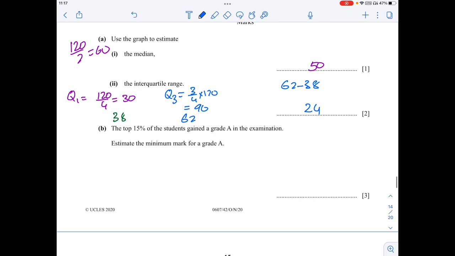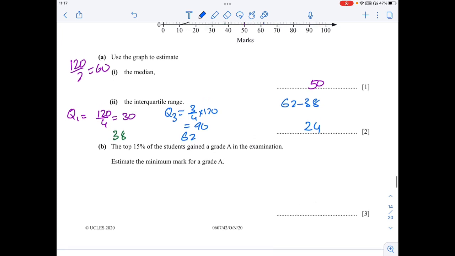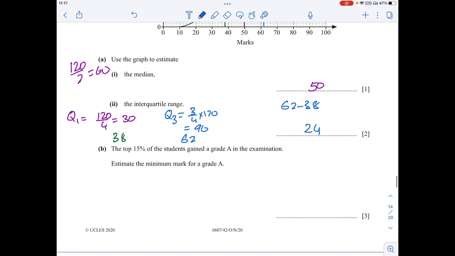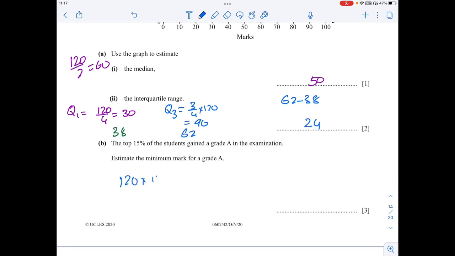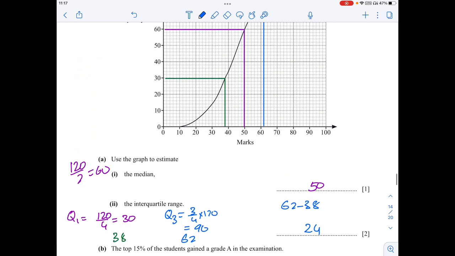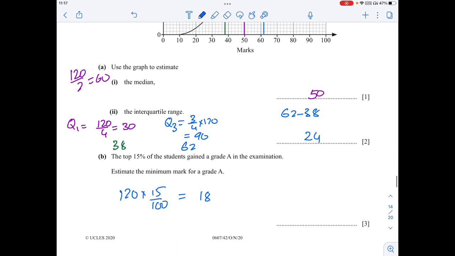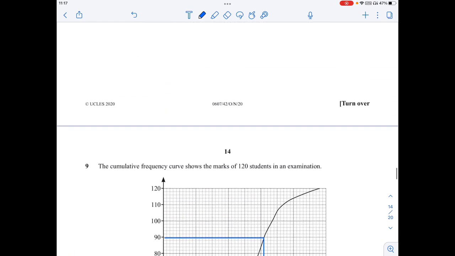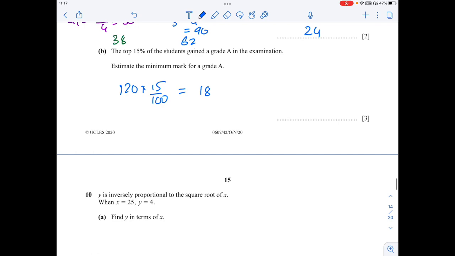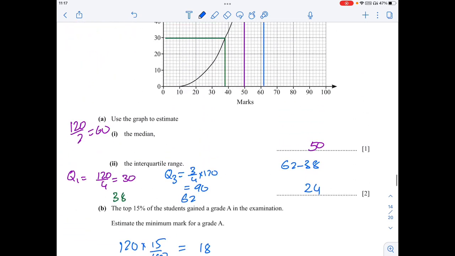The top 15% of the students gained a grade A in the examination. Estimate the minimum mark in grade A. So top 15%, so 120 times 15 upon 100, which is 18. So 18 students. Total 120 students are there. Top 15% is 18 students. So what am I going to do?